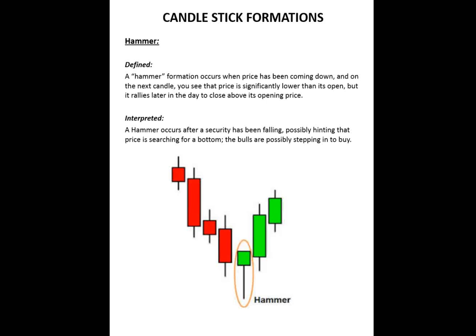A hammer formation happens when price comes down. You can see the 4 red candles. It can be more than 4, it can be less, but I've got a string of candles coming down. On the next candle, you'll see that the price was significantly lower than its open, so it dropped way down. Then it rallied at some point during the day and closed above its open. It may or may not have left an upper wick up there. From that point forward, the next few candles rise, and they call that a hammer. It's said to be hammering out a bottom. All it is is price searching for a bottom.